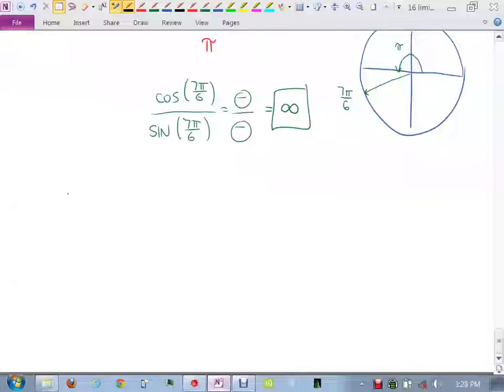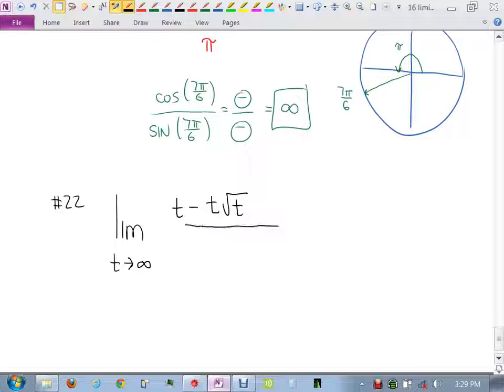Let's look at 22 because it just looks interesting. Limit as t goes to infinity of (t minus t root t) all over (2t to the 3 halves plus 3t minus 5).